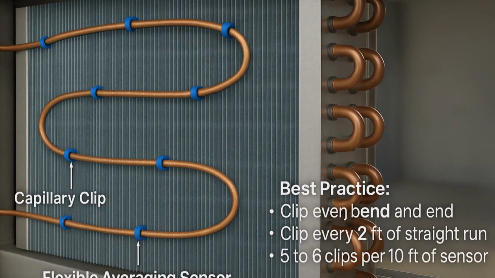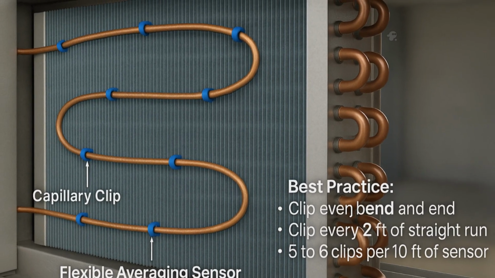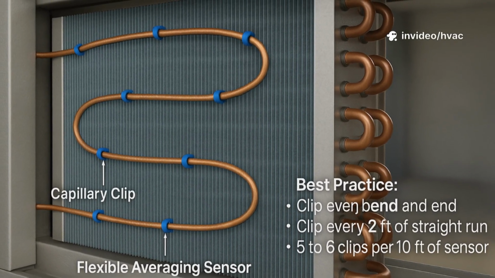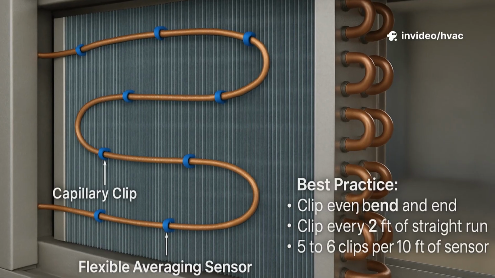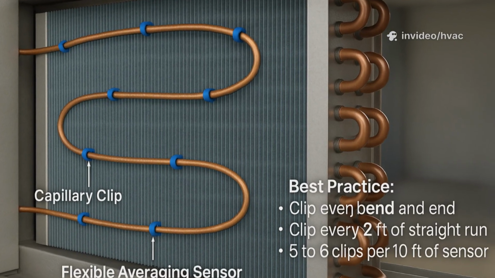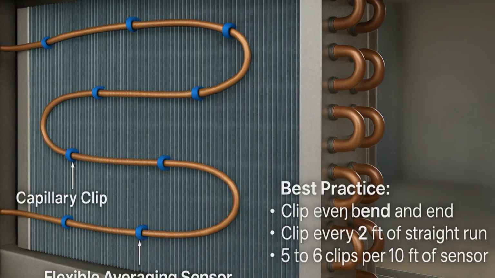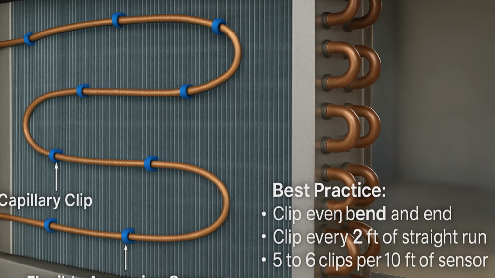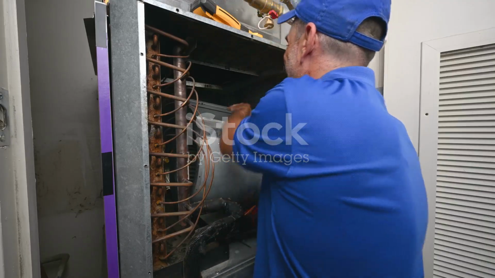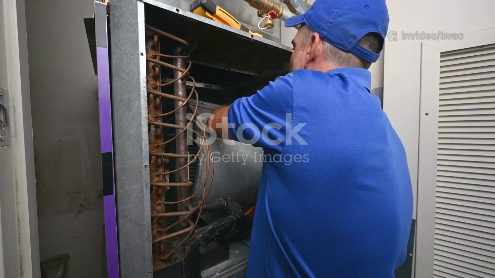Plan your pattern before drilling or attaching anything. Mark the sensor path with a non-permanent marker to guide your installation. Avoid obstructions and ensure even coverage. If there are pipes or brackets in the way, reroute the sensor to maintain even spacing. A well-installed sensor protects your equipment and ensures accurate control.